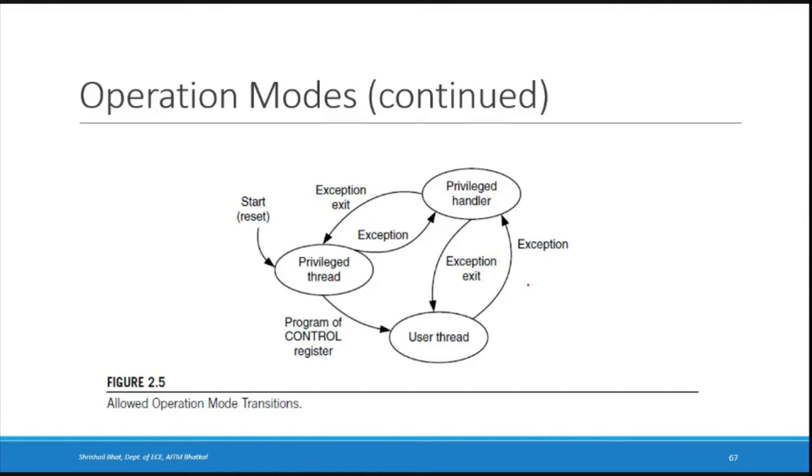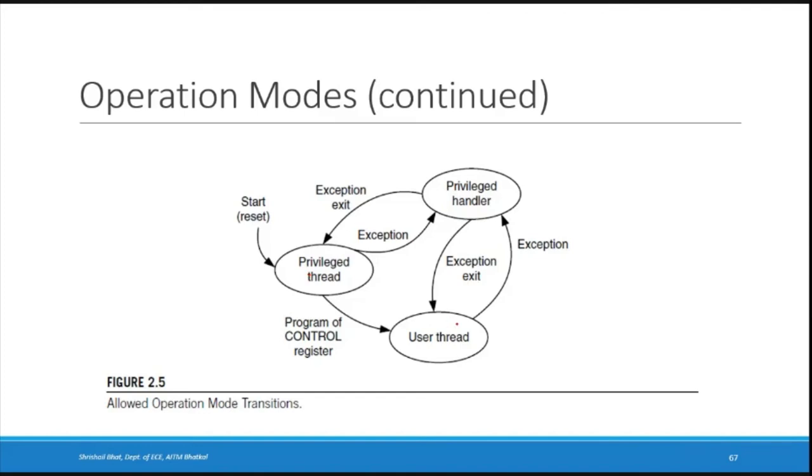When you cause an exception, it will go to handler mode, that is privileged handler. In handler mode, there is only one access level, privileged level. There is no user level. It will go to privileged handler, and through that handler, you can change the state to privileged thread. So it cannot go directly from user thread to privileged thread, but it has to cause an exception to privileged handler, and once the exception exits, you can go to privileged thread.